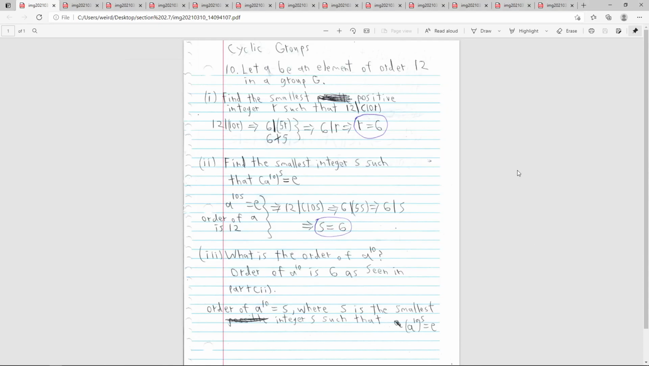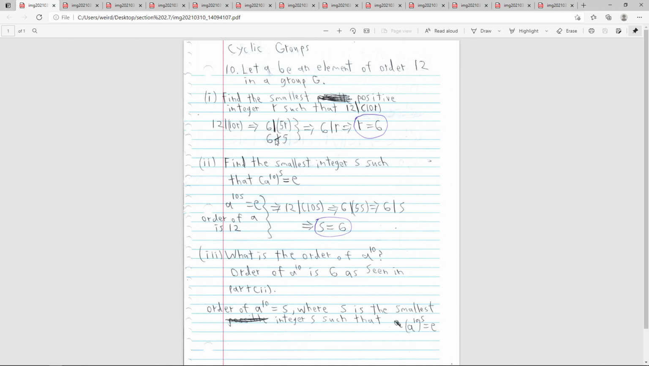Okay, cyclic groups. Problem 10. Let a be an element of order 12 in a group G. Find the smallest positive integer r such that 12 divides 10r. So if 12 divides 10r, that means 6 divides 5r.